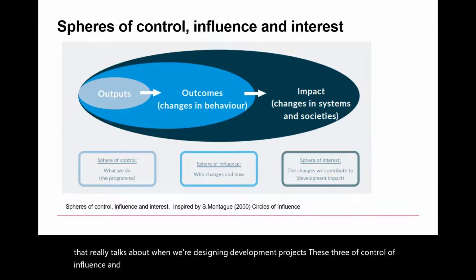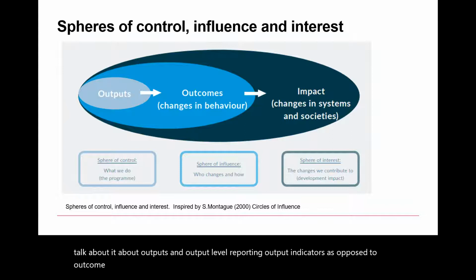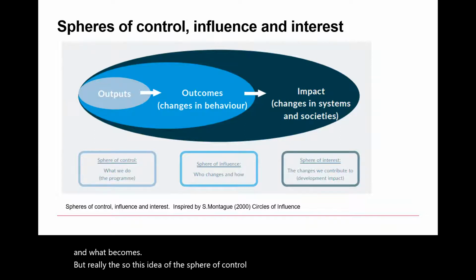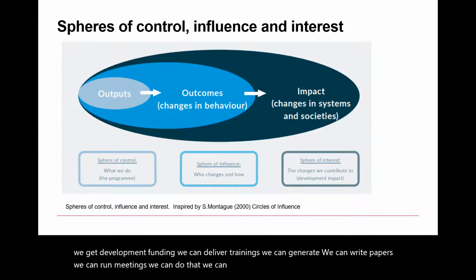For the work that I do in monitoring and evaluation, we talk a lot about outputs and output level reporting and output indicators as opposed to outcome indicators. There is no set line between what becomes an output and what becomes an outcome. But really, this idea of the sphere of control is the things that are in our control. So when we get development funding, we can deliver trainings, we can write papers, we can run meetings. We can control it, we can say we'll do five, and we'll do five.